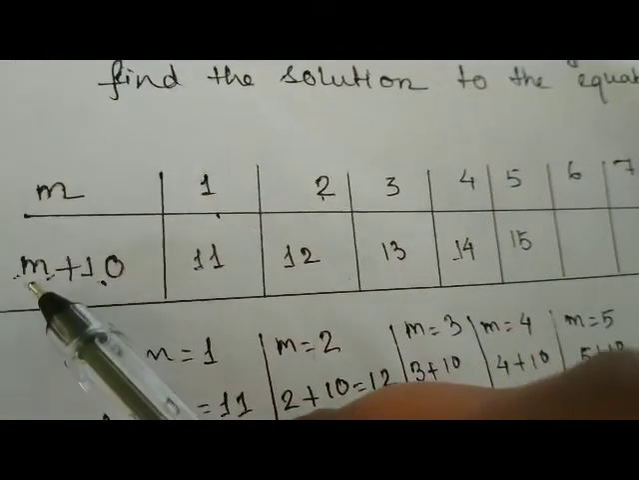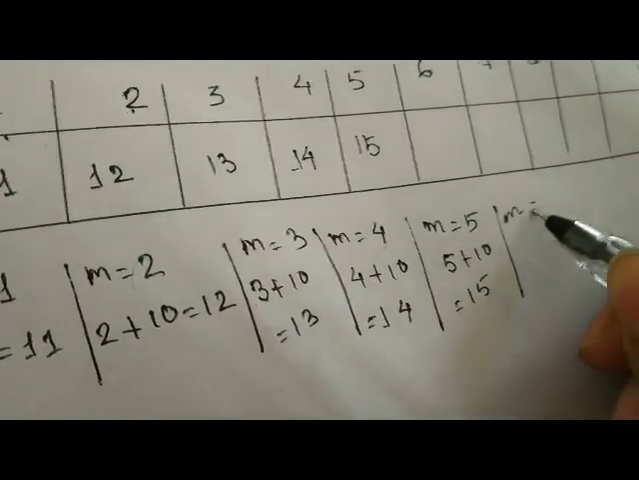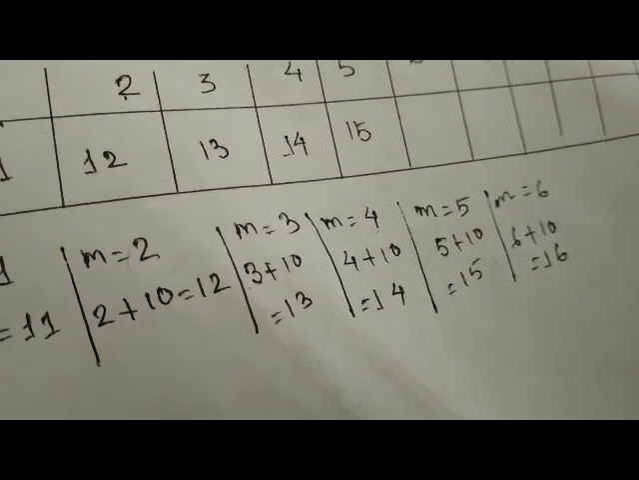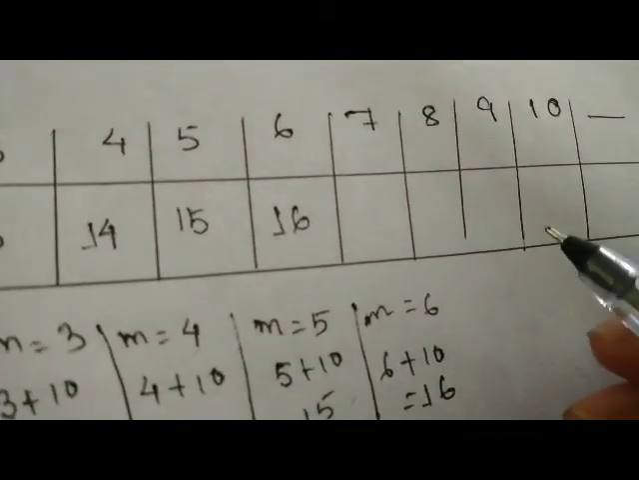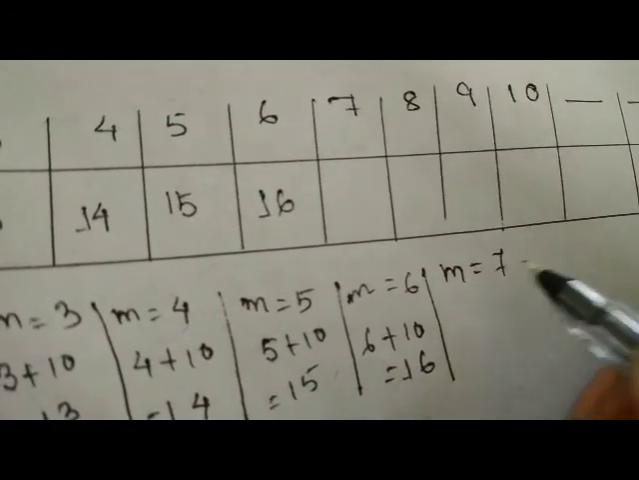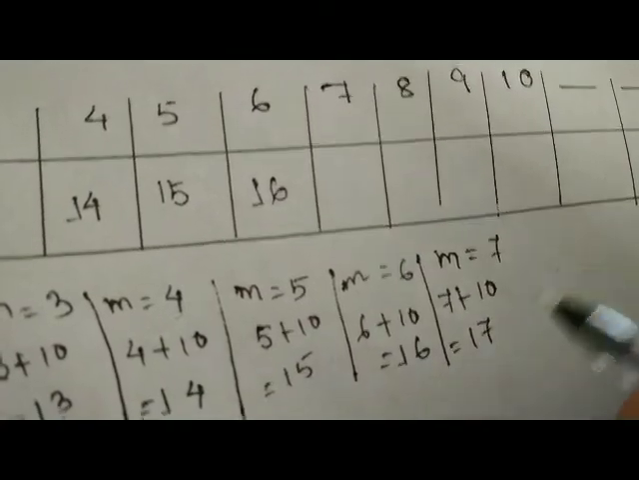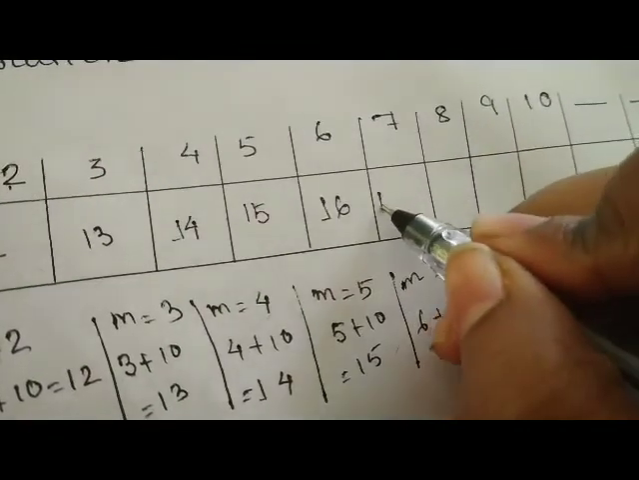Then in place of m we will put 6. So when m is equal to 6, 6 plus 10, it will be 16. So we'll write 16 here. Now putting m is equal to 7. So when m is equal to 7, the value will be 7 plus 10, because here m plus 10 is given and in this place I am putting 7. So 7 plus 10 is 17. So we will write 17 here.